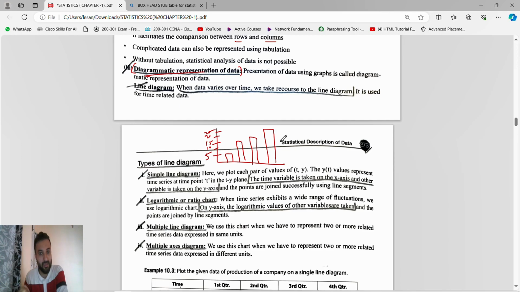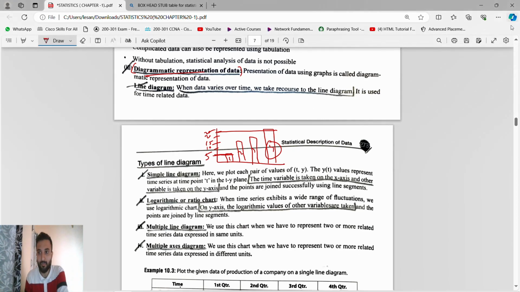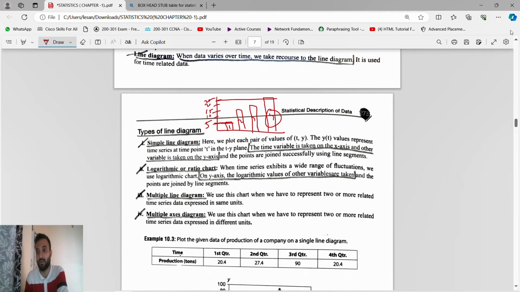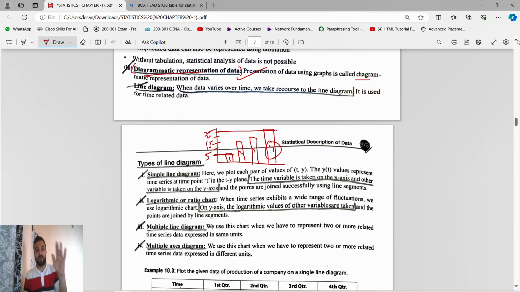Understanding is very easy. Suppose the cities are A, B, 1, 2, 3, 4. Which city has the highest? City number 4, 25 lakh. Which city is the lowest? City number 1, 5 lakh. That's it. Very easy. So that's why I prefer the diagrammatic presentation. Using the diagram or the bar graph or the frequency polygon, whatever, it all comes under diagrammatic representation. So in diagrammatic representation, first we will see the line diagram.